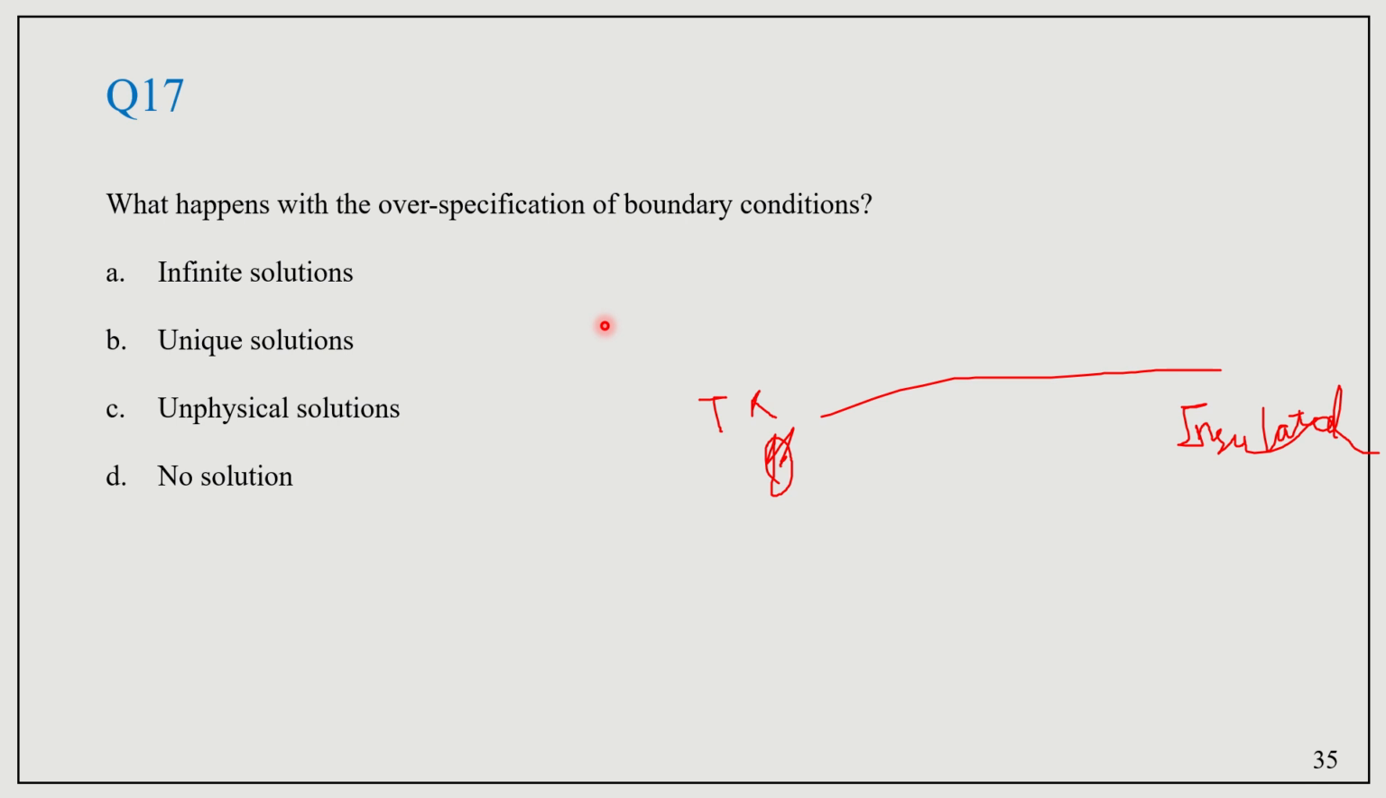And similarly, with over specification of the boundary conditions, we know that it will lead to unphysical solutions. The solutions would not be practically feasible, and we can't even imagine such solutions. So the answer is option C, unphysical solutions.